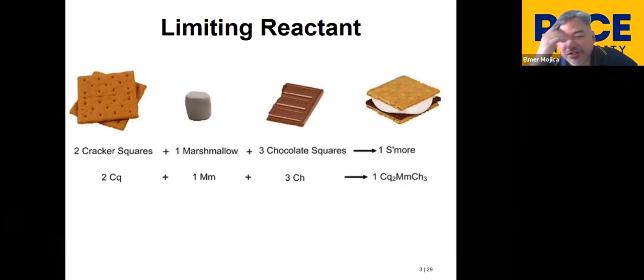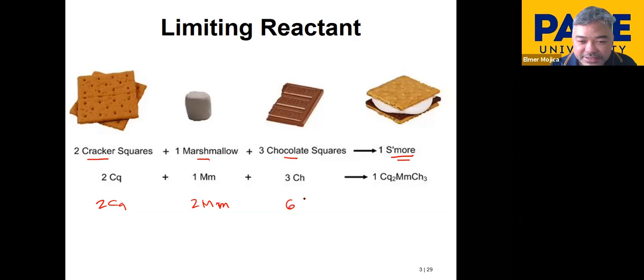If we look at the concept of the limiting reactant, try to look at it in this way. How do you pronounce this? S'more? Okay, so one s'more is made up of 2 cracker squares, 1 marshmallow, and 3 chocolate squares. So if you have, let's say, 2 CQ, 2 MM, and 6 CH, how many of these are you going to form?